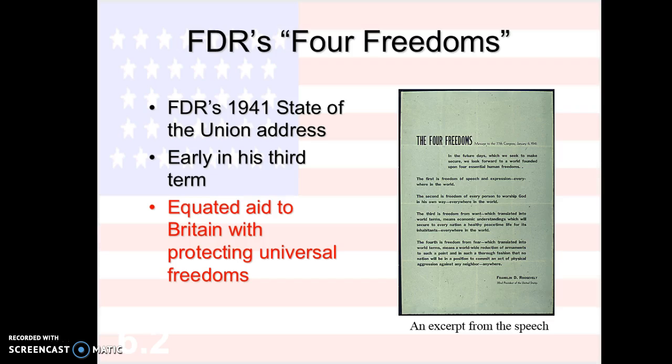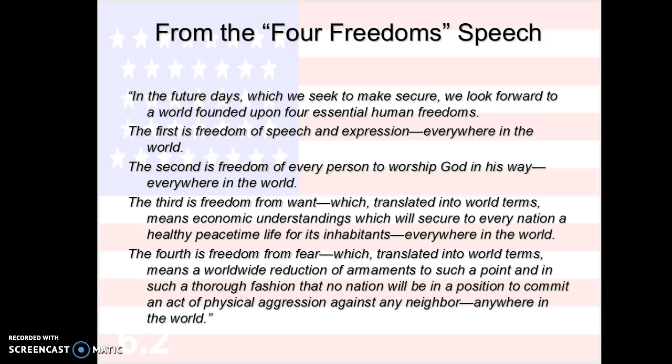FDR's Four Freedoms speech in 1941: he gave a State of the Union address that talked about the freedoms of this world. And basically, he said, we're going to help you. We seek to make secure these four things. And those four things are freedom of speech and expression, freedom of religion, freedom from want, and freedom from fear. And if you are a government that is making those things not possible, then we're not on your side. And this is kind of like a declaration that America is going to side with the Allied powers.